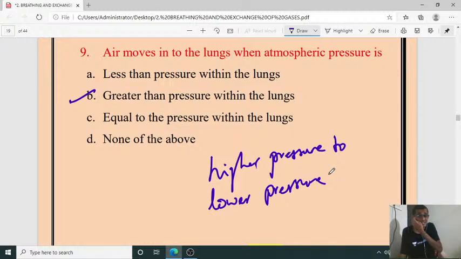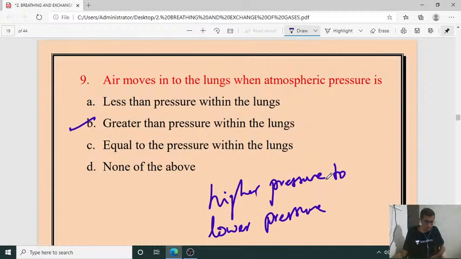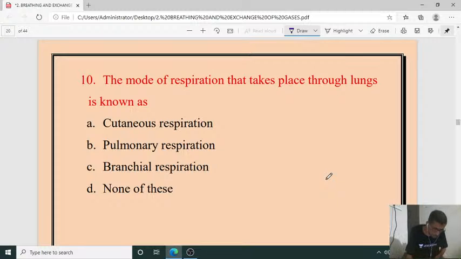Inside the lungs, the pressure reduces because of the increase in volume due to the contraction of different muscles and the movement of the rib cage. As a result, air from the greater pressure outside the lungs in the atmosphere rushes into the lungs. That is the movement of air during inspiration in human lungs. So for the 9th question, B is the right answer. Okay. Yes, my dear students.